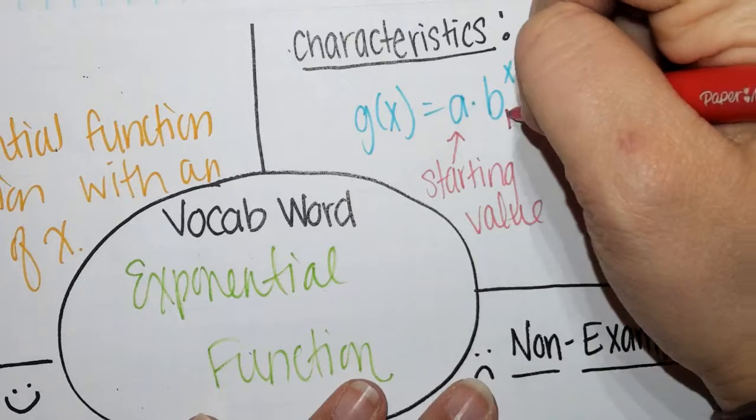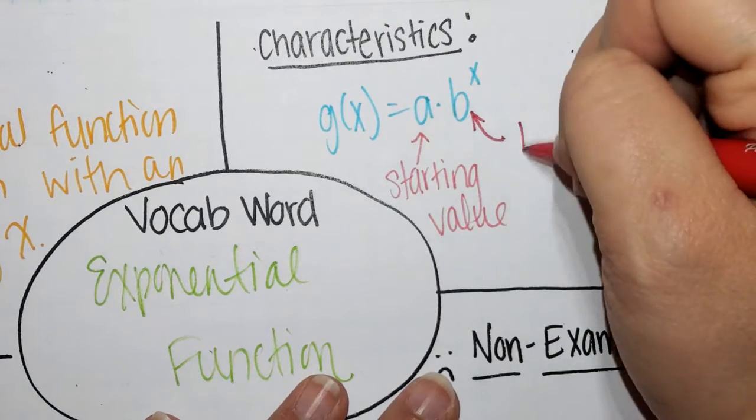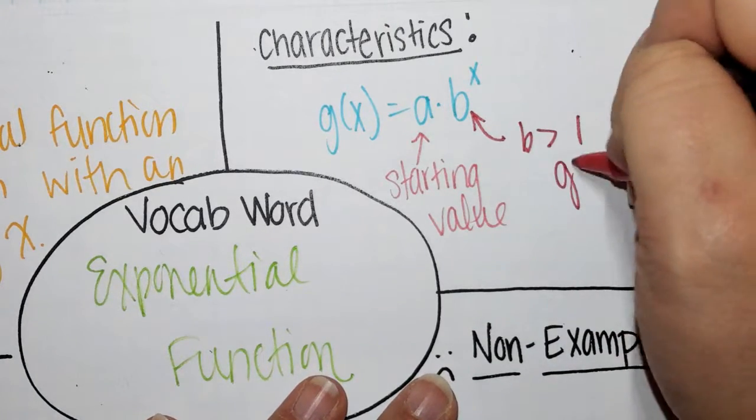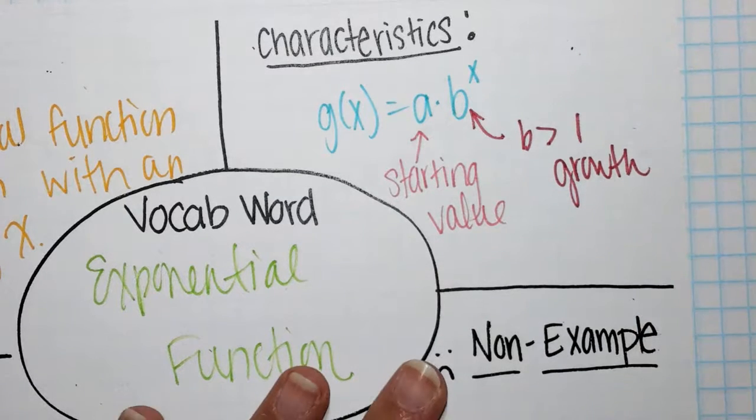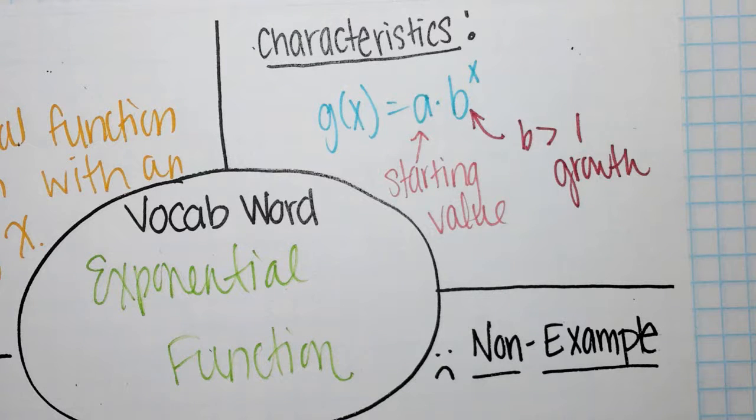Alright, so if it's a growth, our B has to be greater than 1. So it can never be 1 because 1 squared is 1, 1 cubed is 1. So our B value can never be 1. What if it's 3? Is that a growth or decay? What if it's 4? What if it's 5? What if it's 75? What if it's 1/75th?